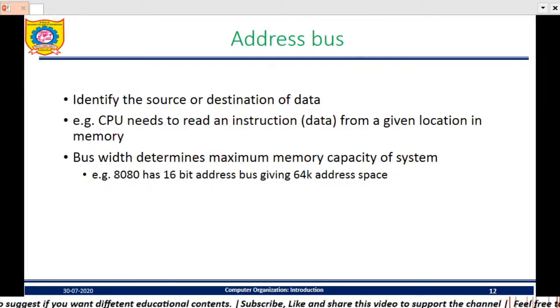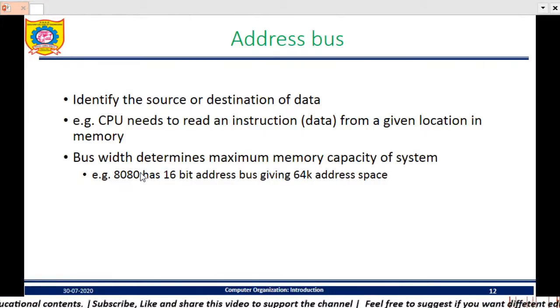Now the address bus identifies the source or destination of data. It only identifies the source or destination. It does not send any kind of data. It identifies the source and destination. So the CPU needs to read an instruction, that is data, from a given location in the memory. So the width determines the maximum memory capacity of a system.